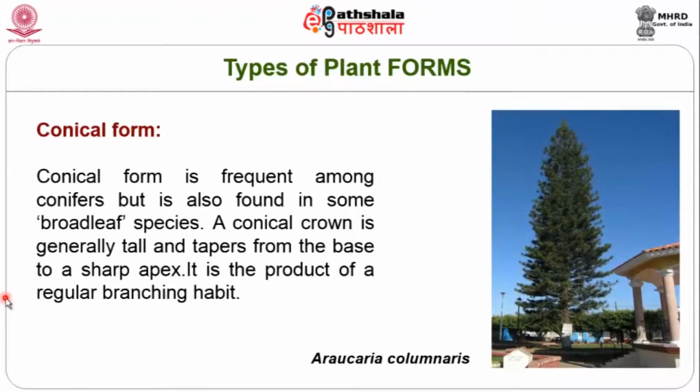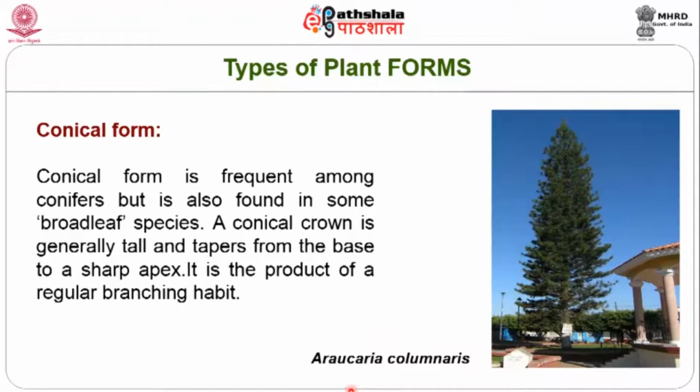Here we see another example, like the conical form. So it's frequent among conifers and broadleaf species. A conical crown is generally tall and tapers from the base to a sharp apex. It is produced by a regular branching apex. So like the oval upright form, we have a central main stem which goes up, and from there you have the lateral branches or side branches. What happens in a conical form is that it widens at the base, and as we move further up, it starts to taper to an apex. So thereby the very interesting conical form is formed here.